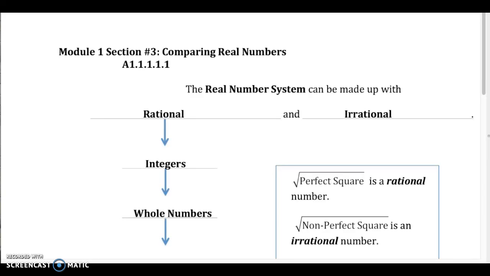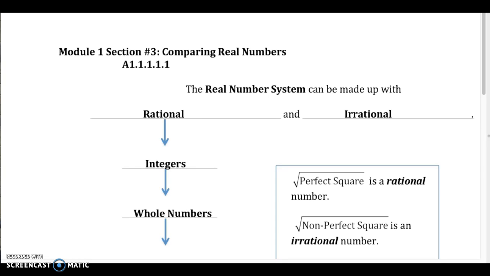So here we are in Module 1 still, and we're in our Section 3, and we're comparing real numbers. So remember, our real number system are numbers that we can count, we can estimate, we can measure, we can use for practical real-world situations. So we've got two types of numbers in our real number system. We've got rational numbers and irrational numbers.